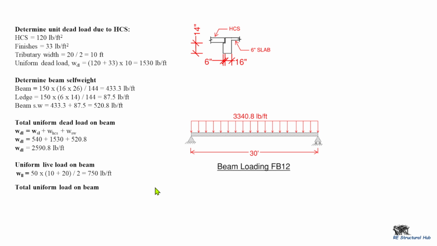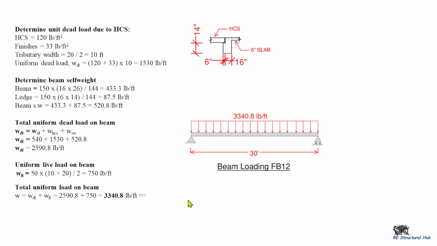The next one is to determine the total load, combined dead load plus live load. 2590.8 plus 750, the live load, so the total is 3340.8 pounds per foot. That is the uniform dead load and live load, the combination of the two. So we have already determined the loading of the beam, the service load of the beam.